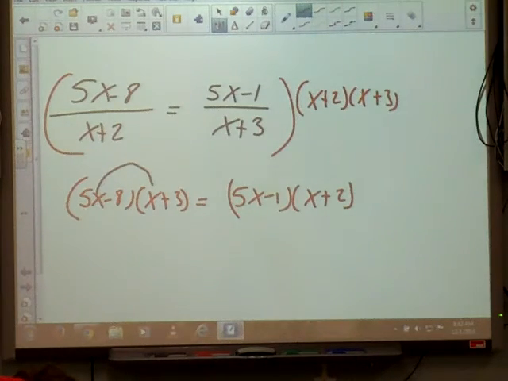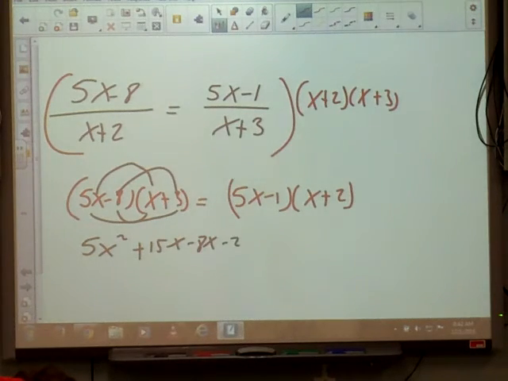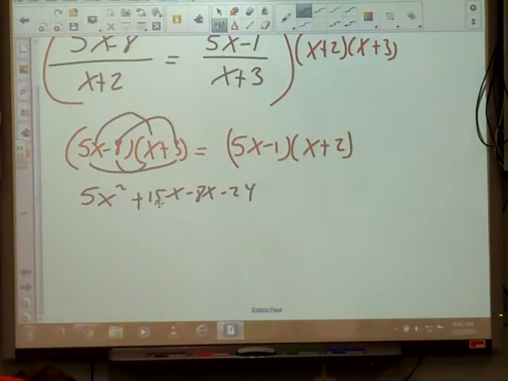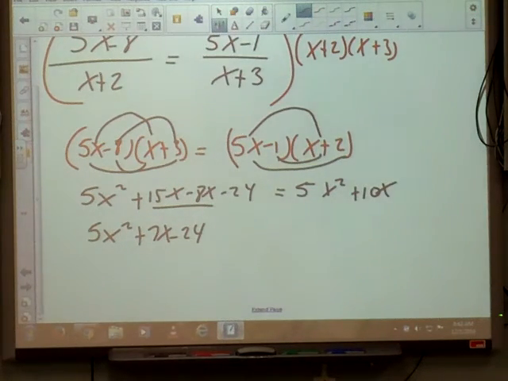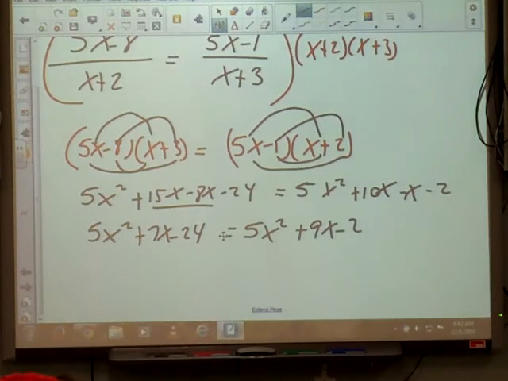That gets me 5x squared plus 15x minus 8x minus 24. I'm going to combine those two like terms, the 15x minus 8x, to get 7x minus 24. Over here, we're equal to 5x squared plus 10x minus 1x minus 2, so that's equal to 5x squared plus 9x minus 2.